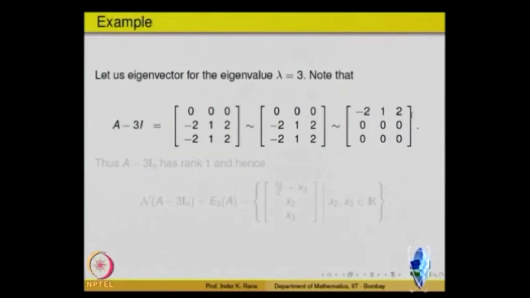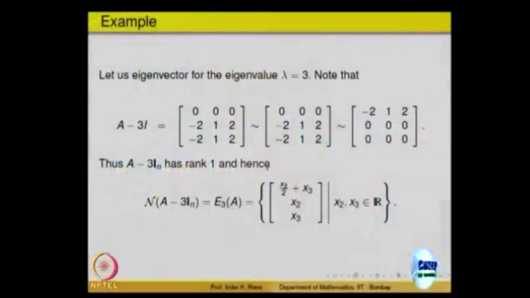So the idea is you give x2 and x3 arbitrary values so that they become independent, right? So one choice is x2 equal to 1, x3 equal to 0, and find x1. And the other choice is x2 equal to 0 and x3 equal to 1 and find x1 in terms of that. Those will automatically become linearly independent. So that is what we do. So rank is 1. Okay.